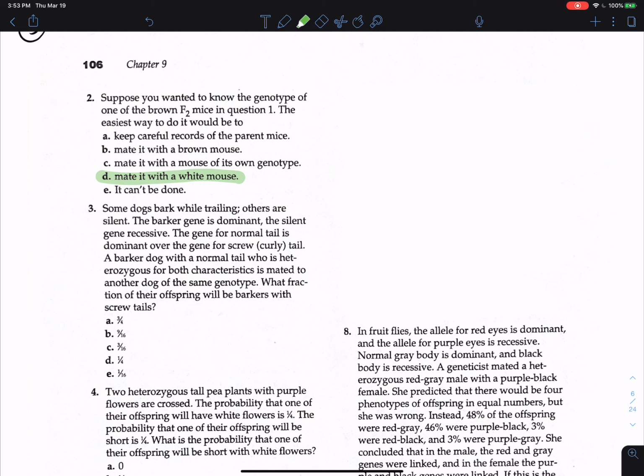And then you just take a look at what color the offspring would be. So you would know exactly what the genotype of the brown mouse is, right? Either it'd have to be homozygous or heterozygous. In any case, it does have the dominant allele. And so if you mated it with the white mouse, if any of the offspring happen to be white, you would know it's heterozygous dominant. If the offspring are not white, you would know it's homozygous dominant. So pretty clever.